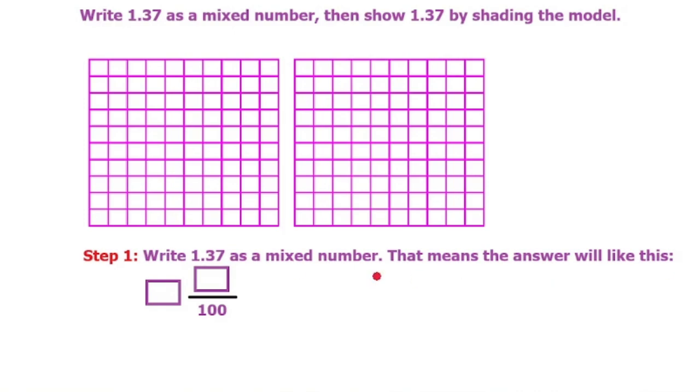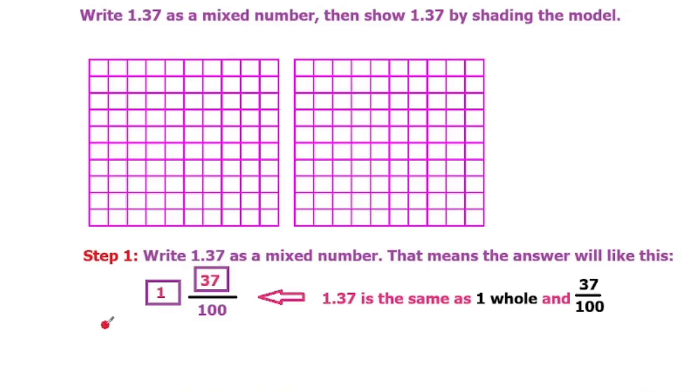And the first step is write 1.37 as a mixed number. That means the answer will look like this. Okay, so if we put that in, 1.37 is the same as 1 whole and 37 over 100. So that's how it will look as a mixed number, 1 and 37 over 100.